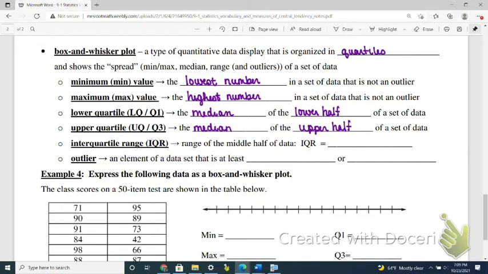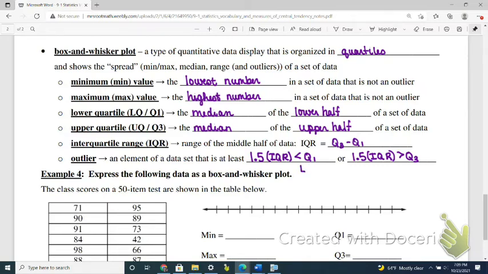And your interquartile range, or your IQR, that is simply the range of the middle half of your data. So to find it, you always take your Q3 and you subtract Q1. An outlier is an element of a data set that is at least 1.5 times the IQR less than Q1, or 1.5 times your IQR greater than Q3. So to figure these out, we need to be able to calculate lower and upper bounds.